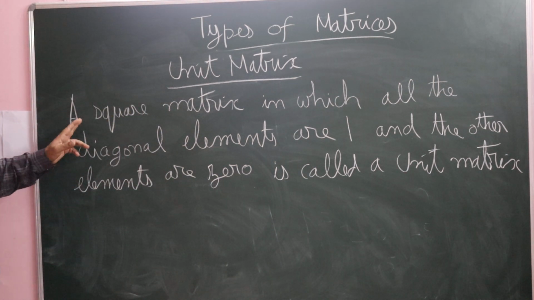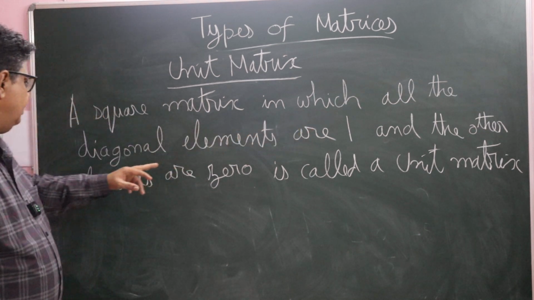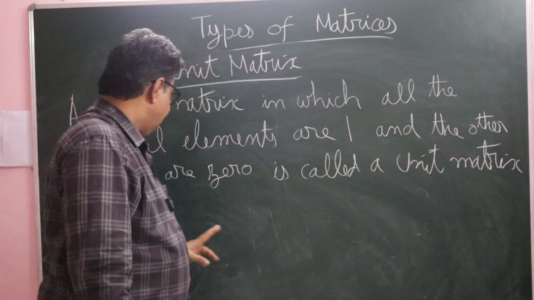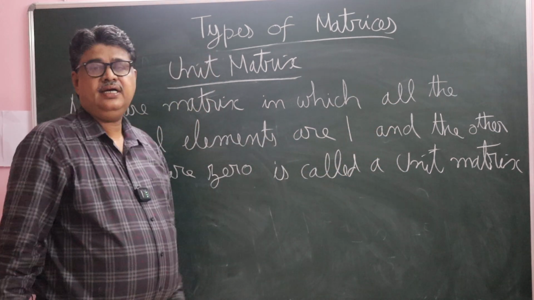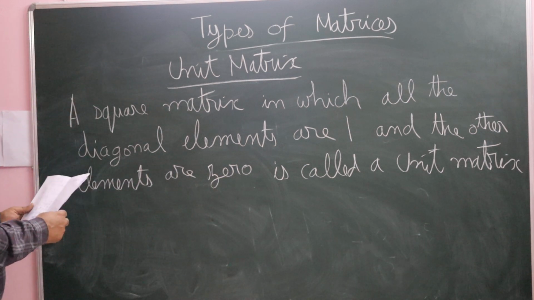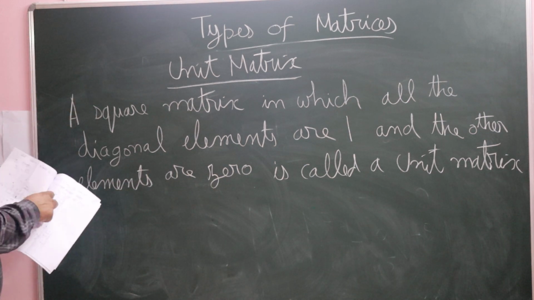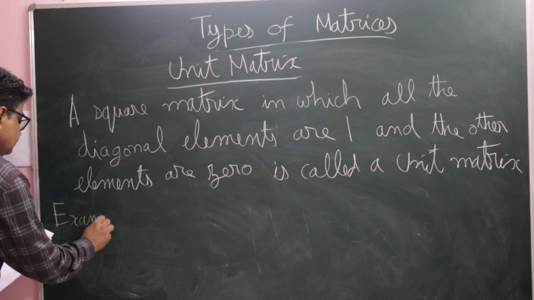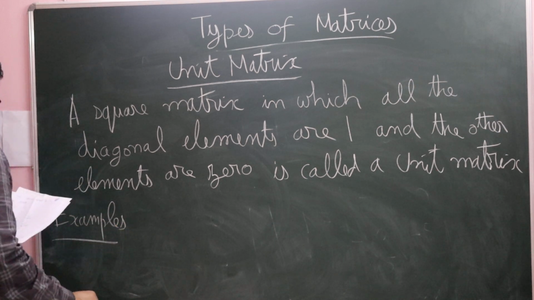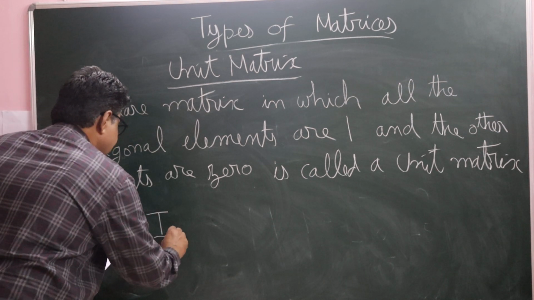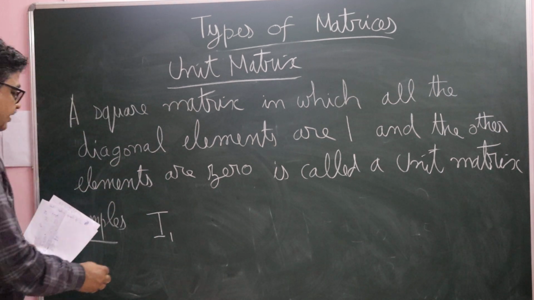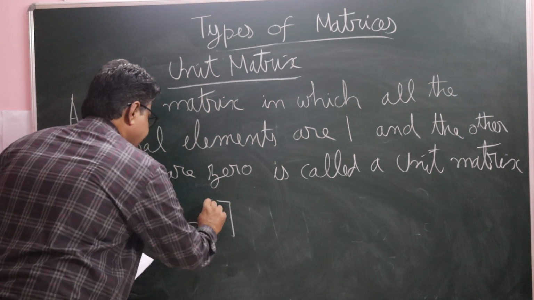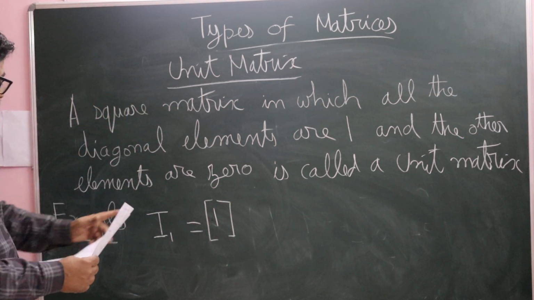Unit matrix. A square matrix in which all the diagonal elements are 1 and the other elements are 0 is called a unit matrix. So, example, a unit matrix is denoted by the capital letter I. I1 is equal to 1. It is a unit matrix, 1 by 1 matrix, 1 row, 1 column.